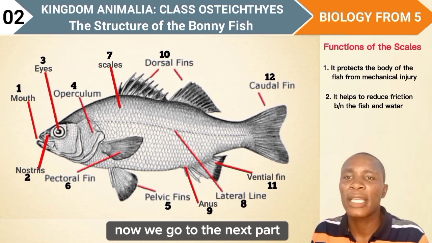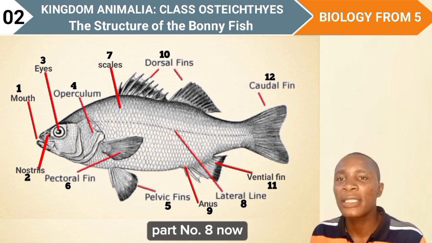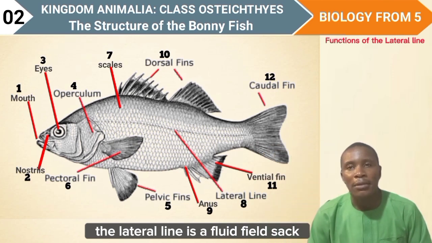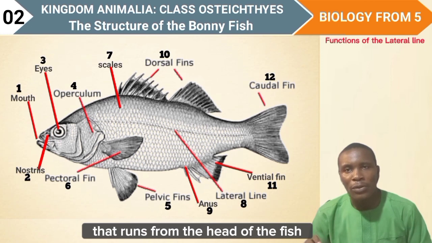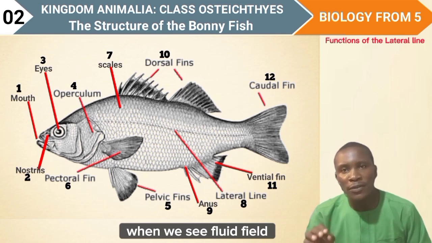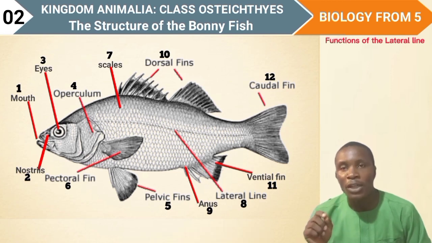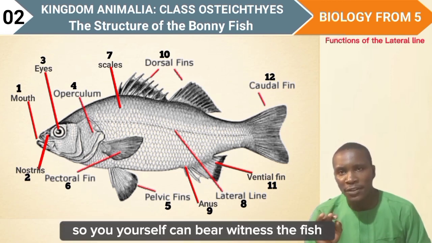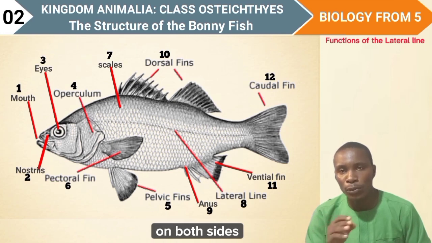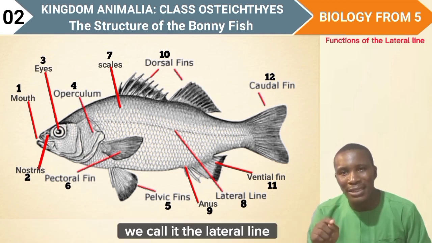Now, we go to the next part. This part on scales is part number 7. Part number 8 now is what we call the lateral line. The lateral line is a fluid-filled sac that runs from the head of the fish right up to the tail of the fish. When we say fluid-filled, we simply mean it is filled with fluid, and fluid is like water. So you yourself can bear witness, the bony fish I asked you people to buy. If you look at the body on both sides, you are going to see a line passing through. That line, we call it the lateral line.